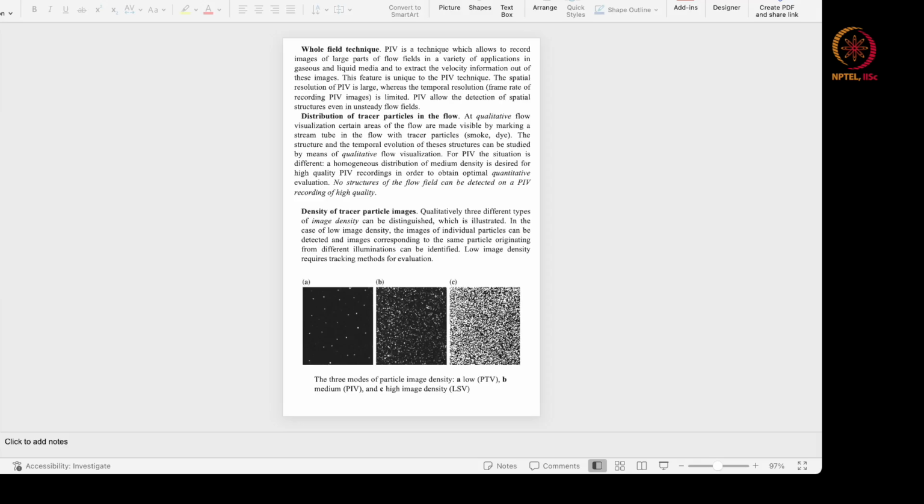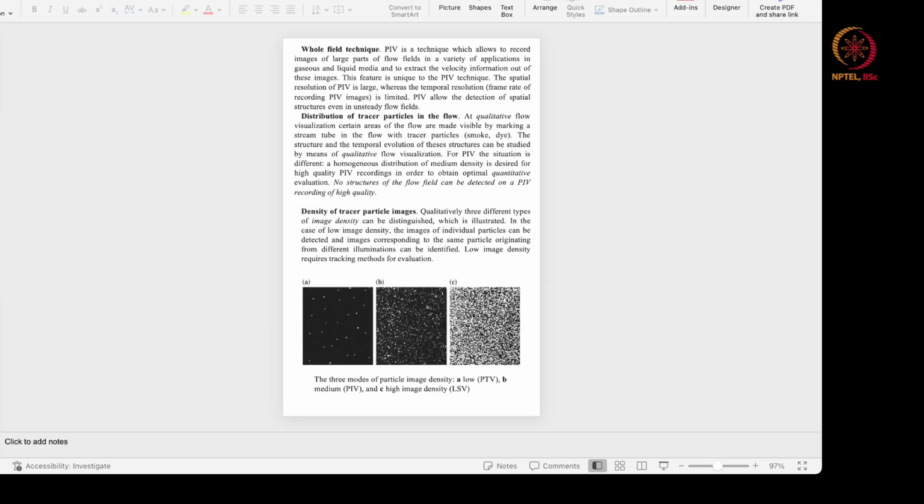In qualitative flow visualization, certain areas of the flow can be made visible by, for example, putting in smoke and dye. If somebody has seen the Reynolds experiment, you can see there is a dye injected which then wiggles, right? You can also insert smoke. You can see these very nice vortical structures, etc. The structure and the temporal evolution can be studied by qualitative flow visualization. So you do not really know the magnitude, you do not really know the directions and the nuances, but it gives you an idea of what the flow field should look like. And therefore, this can form a prelude to the actual measurement.